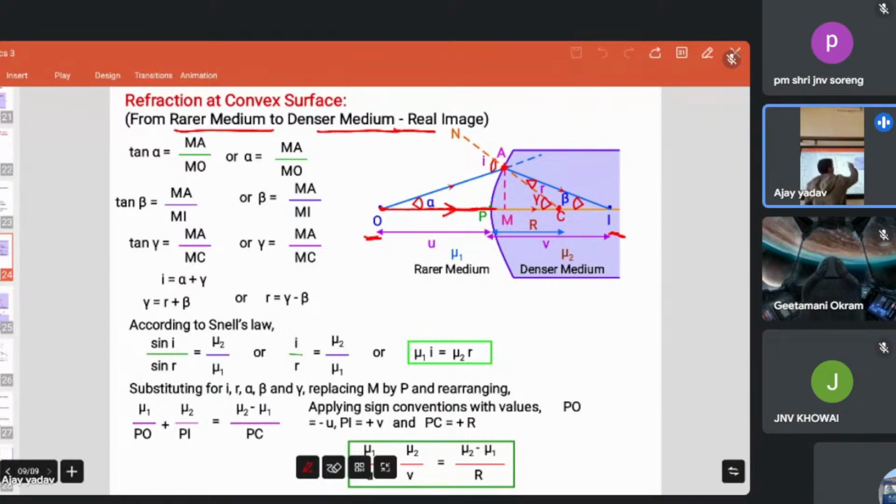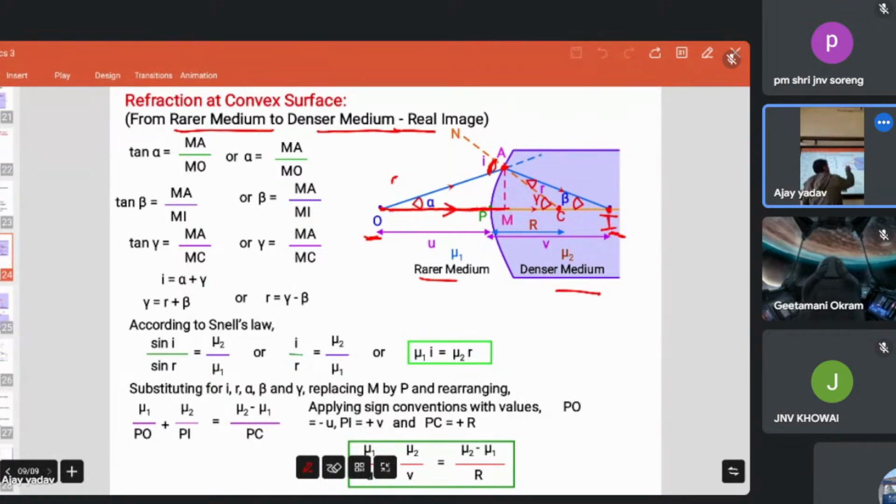The angle between the incident ray and the normal is called the angle of incidence. Now this is the rarer medium and this is the denser medium. Light is going from rarer to denser, so it will bend towards the normal. This straight line coming directly from the pole and this refracted ray both meet at I, and the image will form at I.